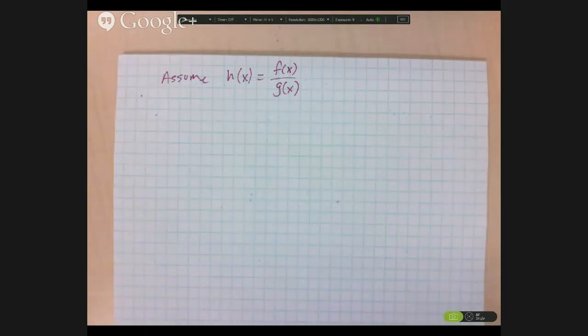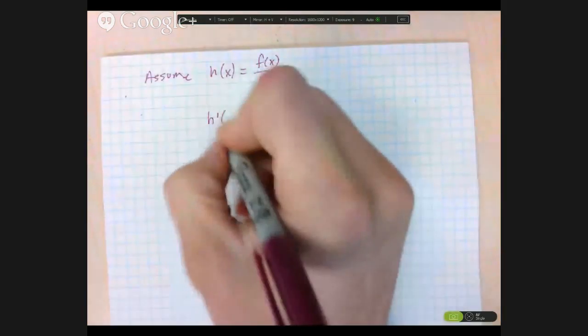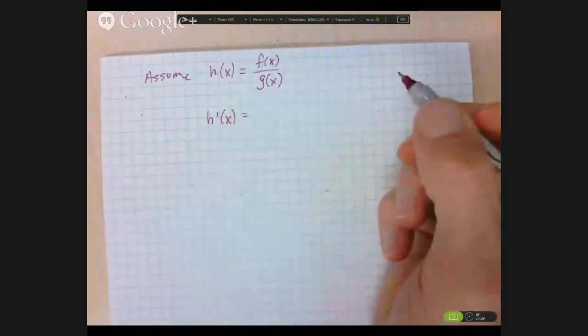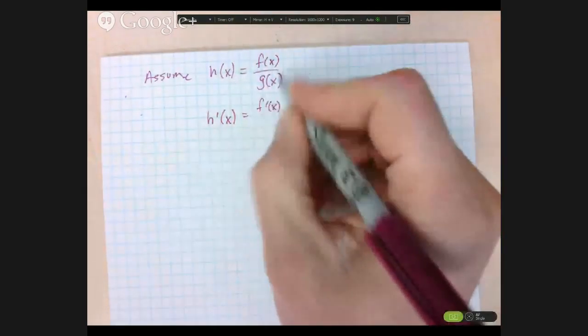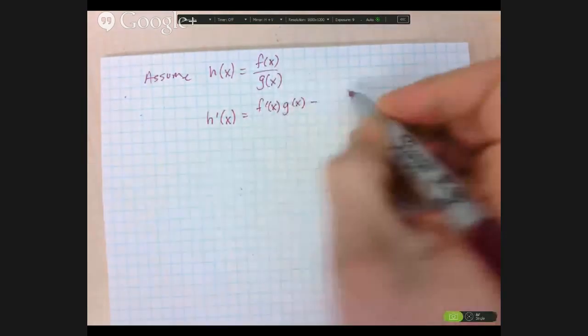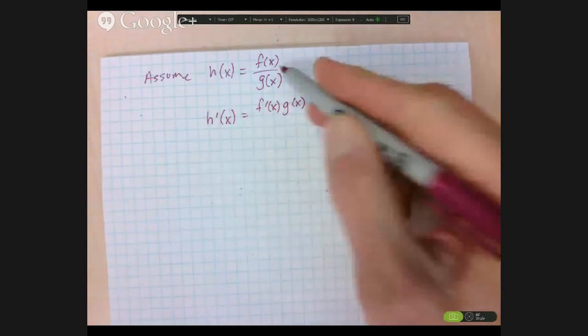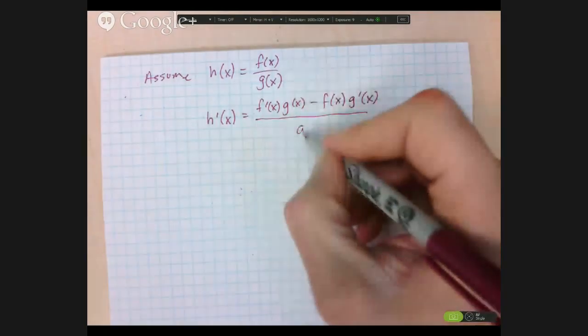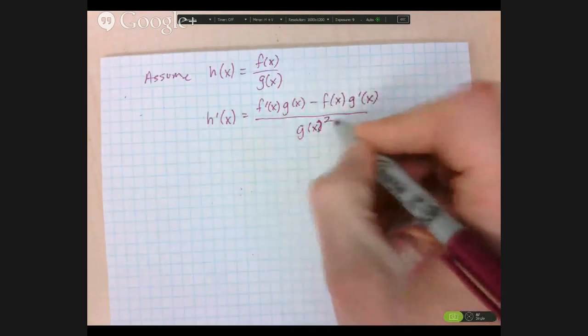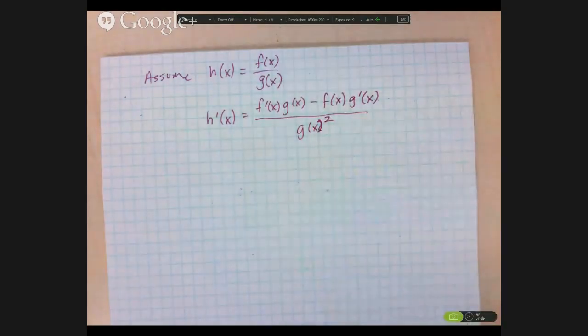Okay, so now we have to employ the quotient rule. What's the quotient rule? Derivative of the top, copy bottom, minus copy top, derivative of the bottom, over bottom squared. So you're generalizing these functions. Okay? Any questions?